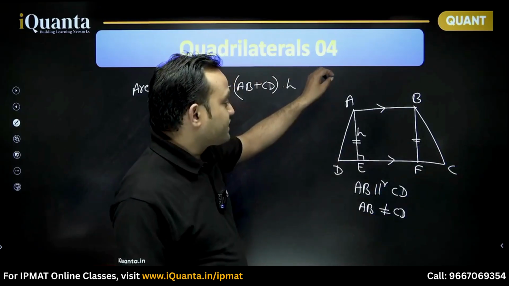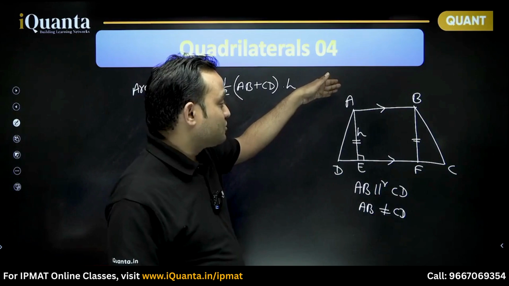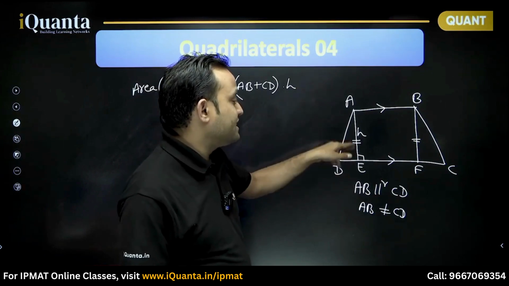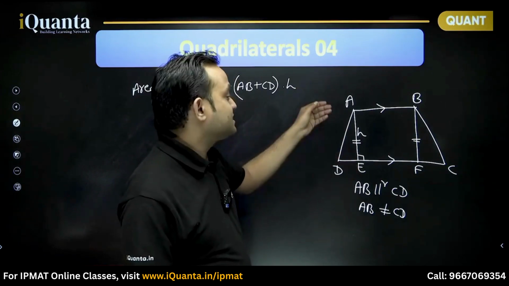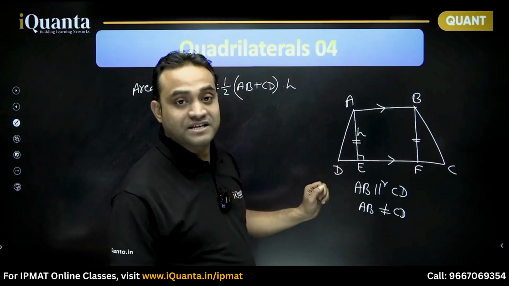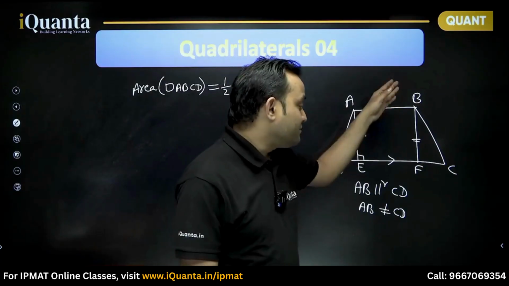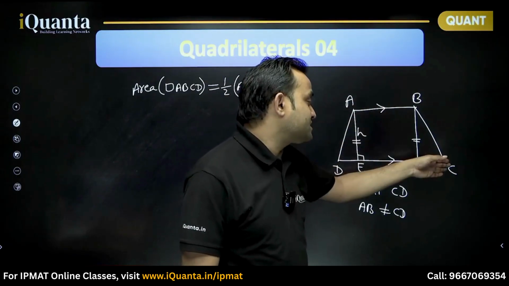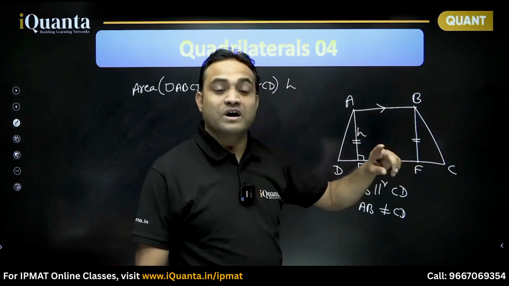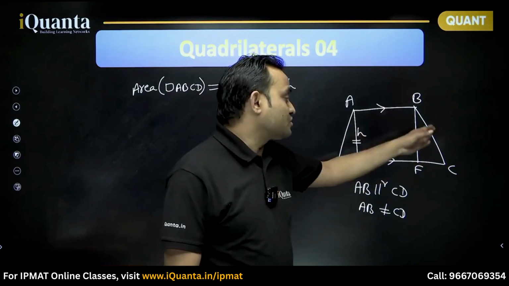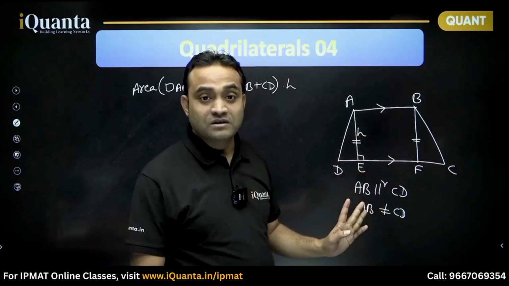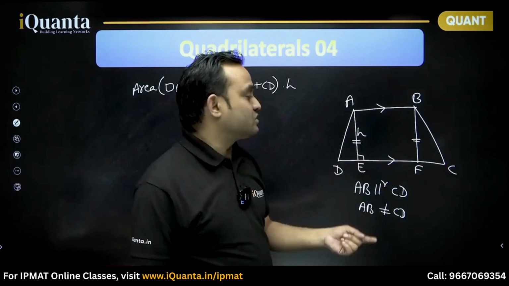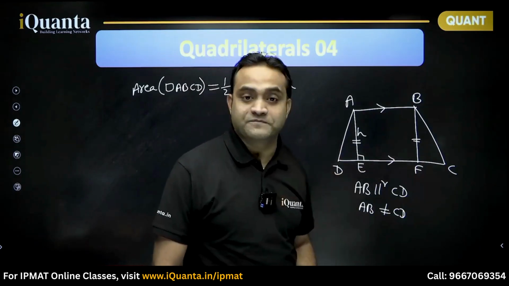Using Pythagoras theorem, in triangle ADE, I can find AE as the square root of AD square minus DE square. In triangle BFC, I can find BF as the square root of BC square minus FC square. From there, you can find out the length of DE or FC.